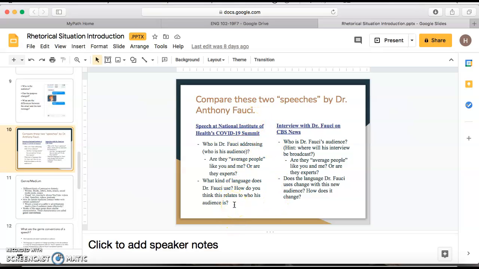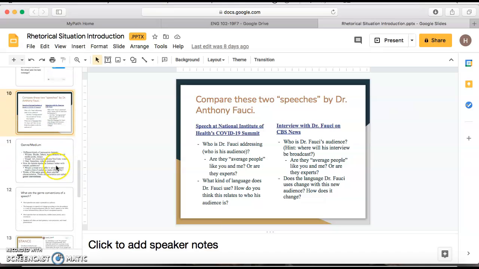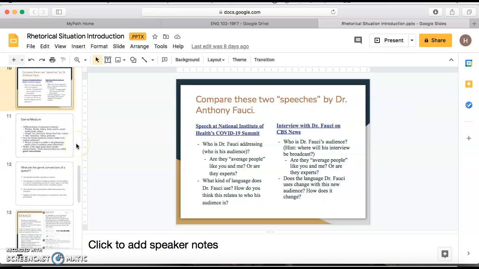As you can probably guess, the medical professionals at the NIH already believe that COVID's a serious threat. They know that there are certain things that need to be done to get it under control. Versus maybe on CBS News, he's trying to convince an audience of people who might not believe that COVID is as big of a threat as it is and was when he gave this interview, like politicians who didn't believe, and some still don't believe, that measures need to be taken in order to control the spread. So you can read through both of those. They're really good examples of how your audience really affects how you're going to make an argument.